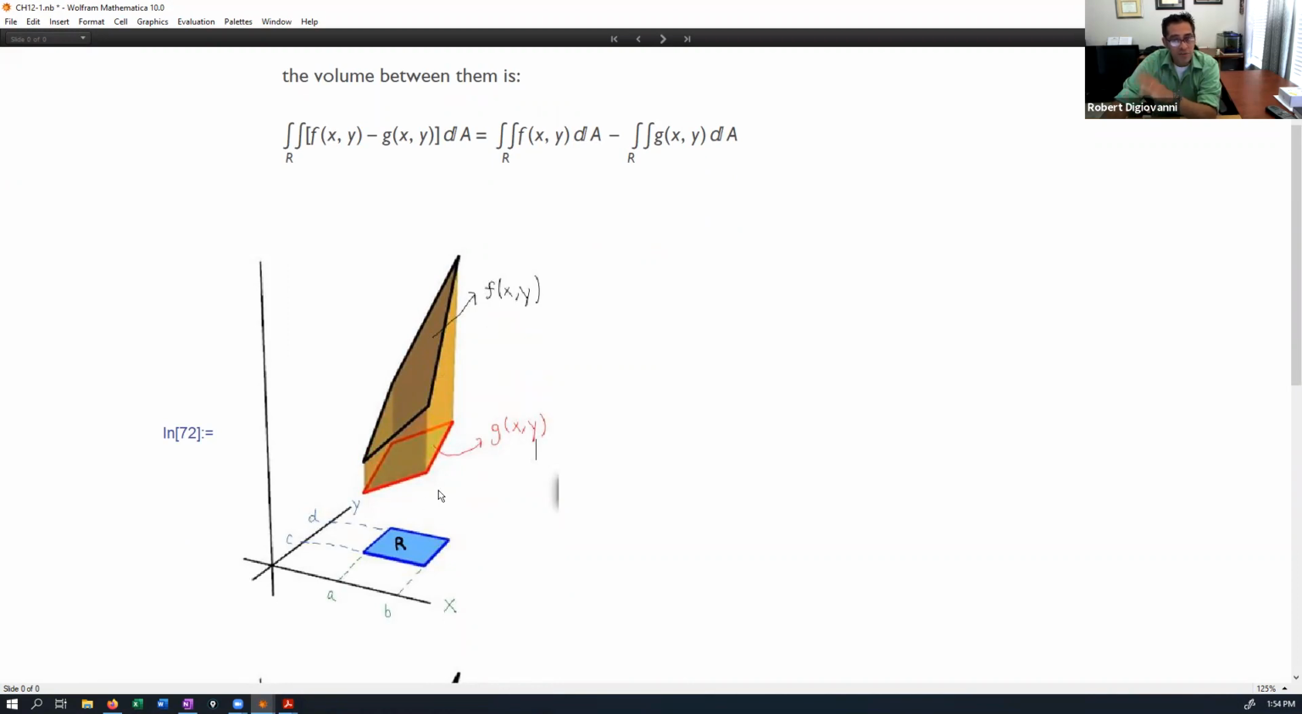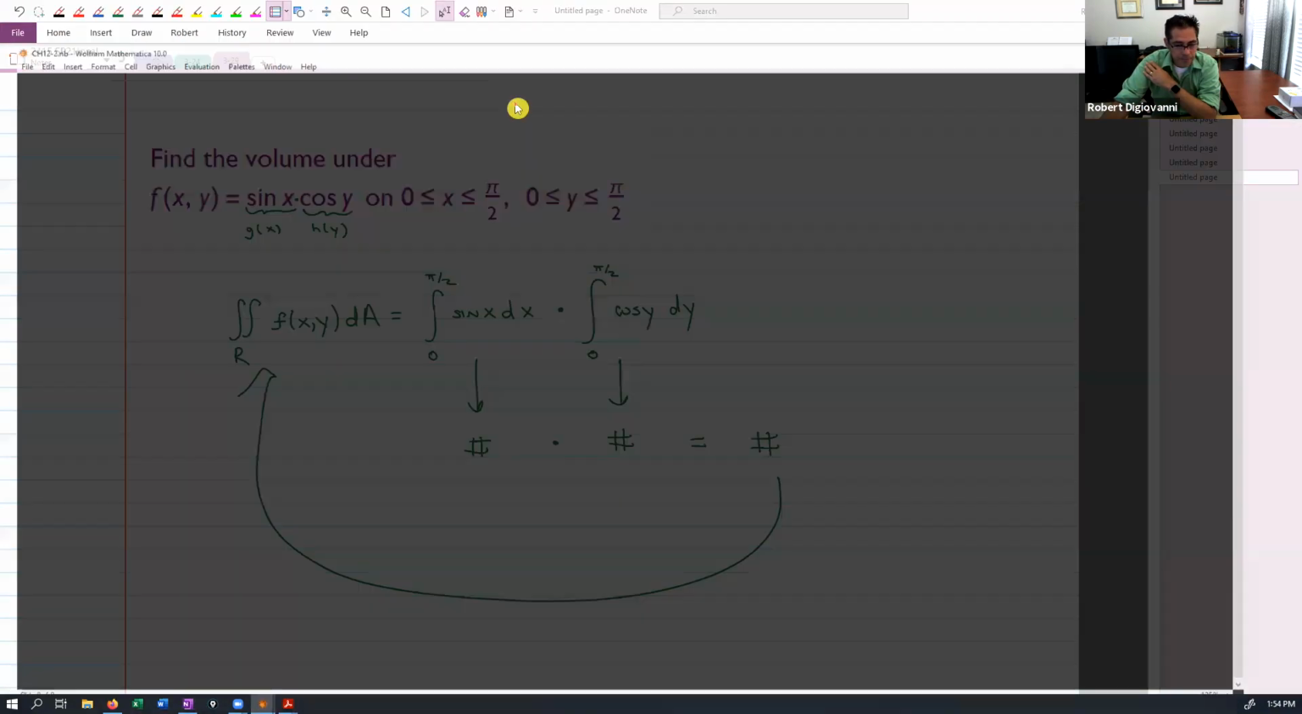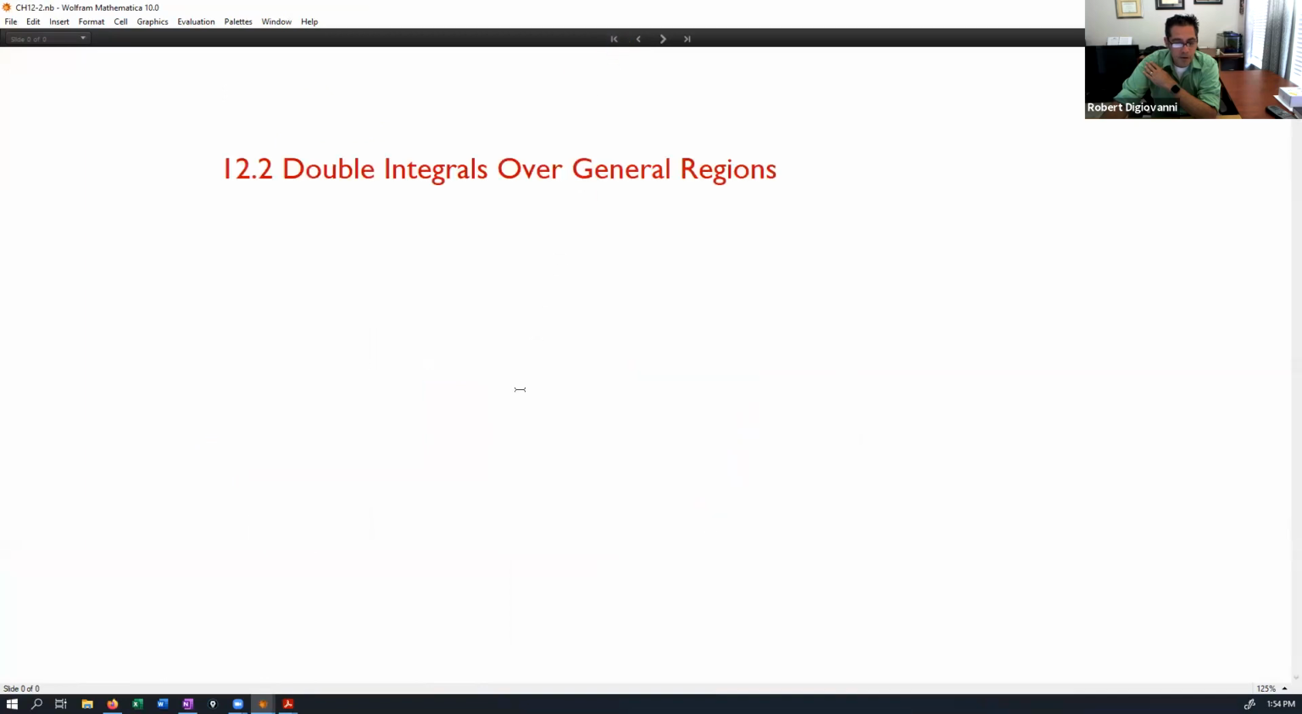12.2, the next section, is where things start to get a little more complicated because we don't always want to be restricted to rectangles on the ground. So that's what the next part is about, 12.2. Double integrals over general regions. Here's where things start to get strange. Not strange, but they're just more difficult.